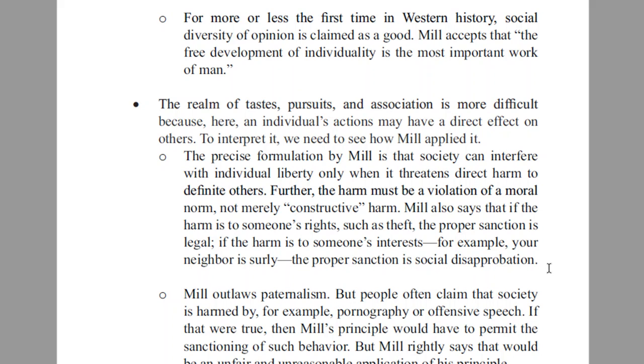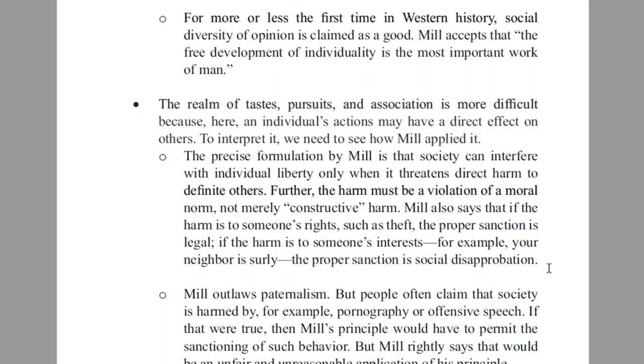The realm of tastes, pursuits, and association is more difficult because here an individual's actions may have a direct effect on others. To interpret it, we need to see how Mill applied it. The precise formulation by Mill is that society can interfere with individual liberty only when it threatens direct harm to definite others. Further, the harm must be violation of a moral norm, not merely constructive harm. Mill also says that if the harm is to someone's rights, such as theft, the proper sanction is legal. If the harm is to someone's interest, for example, your neighbor is surly, the proper sanction is social disapprobation.